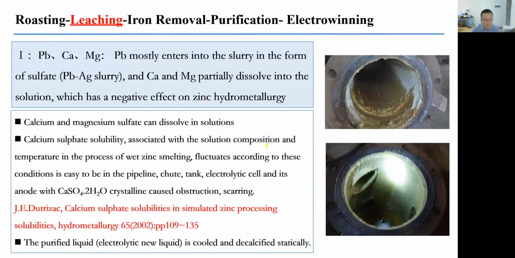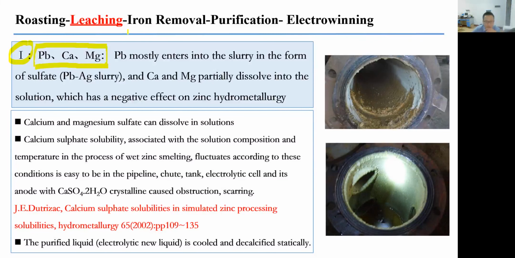And in the leaching process, we have knowledge about the leaching pH value and potential of the calcine, and there are also some other impurities in the system. So first, we have grouped those impurities. Like group 1, we have lead, calcium, and magnesium. These three elements have one similar property.